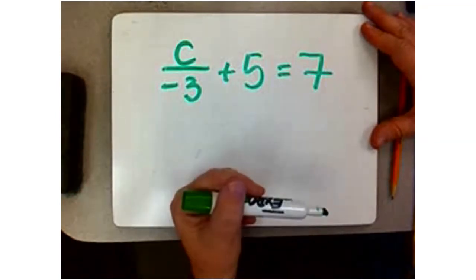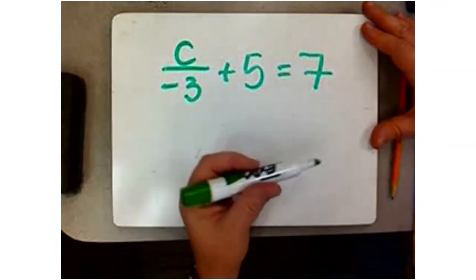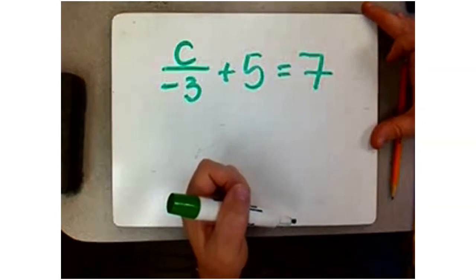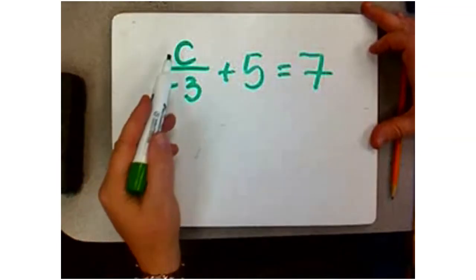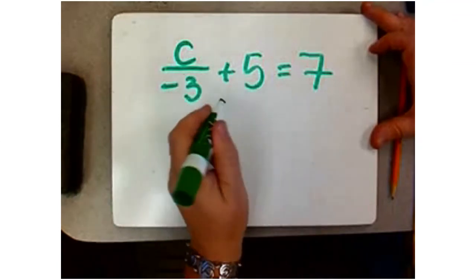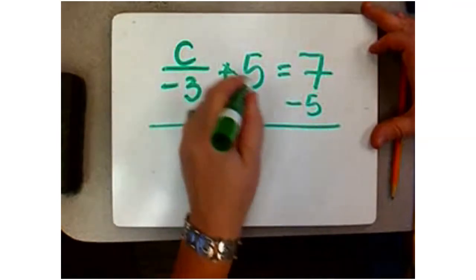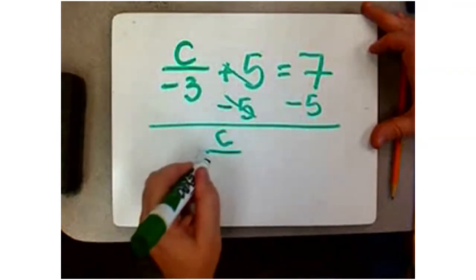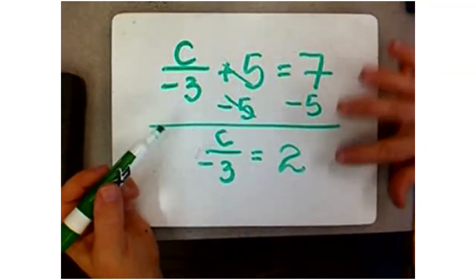Pause the video, do the problem, start it up again, and I'll show you the solution. All right, so we have c over negative 3 plus 5 equals 7. We want to get rid of the plus 5 by subtracting 5 on each side. We're left with c over negative 3 equals 2. 7 and negative 5 is 2.